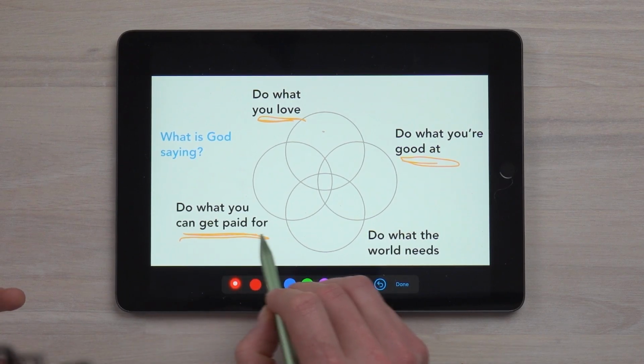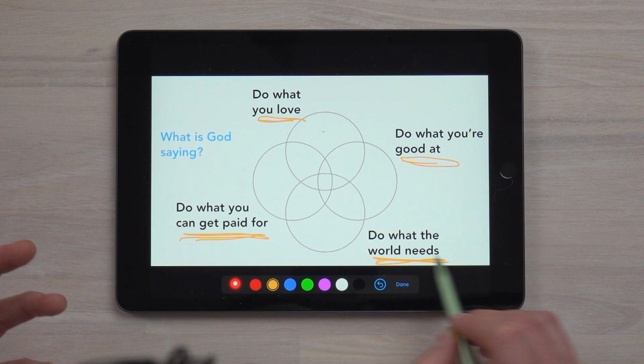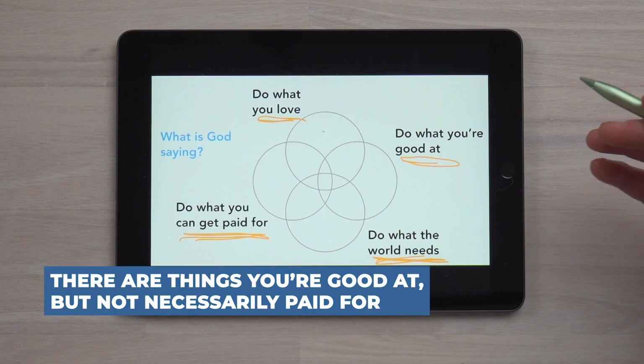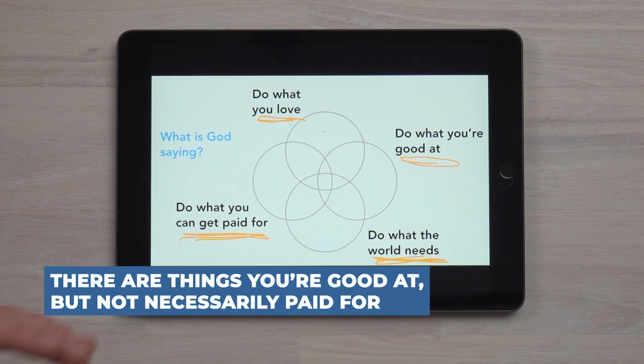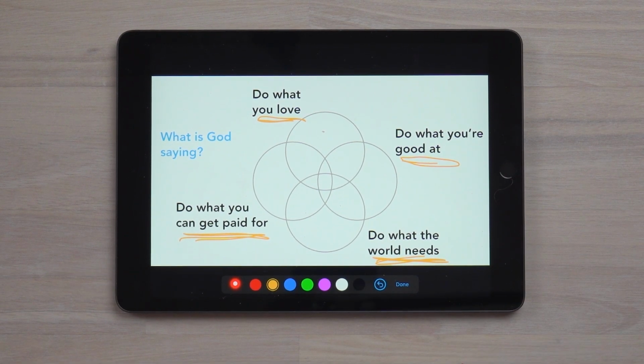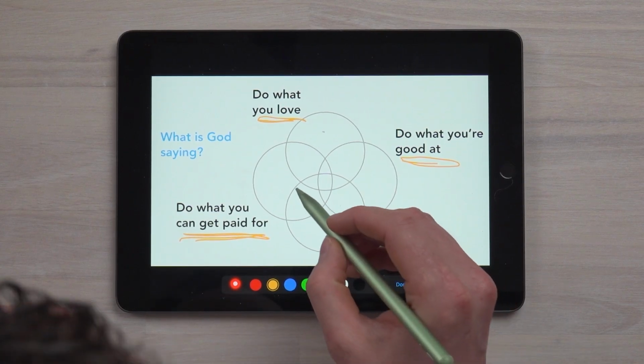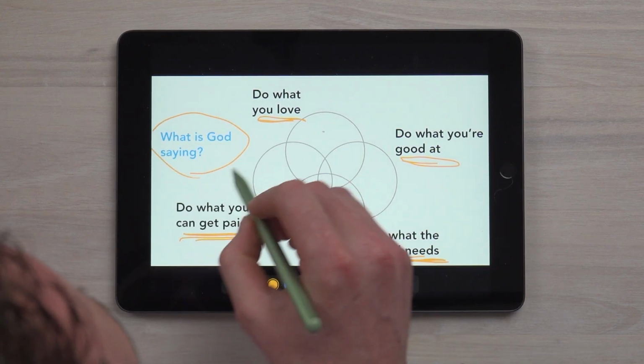Well, what can I get paid for? And what does the world actually need? There's things that you are good at, but not exactly things that you get paid for. Or maybe the things that the world doesn't need because there's already 900 options of the exact same thing out there, right? But look with me to this fifth question: what is God saying?